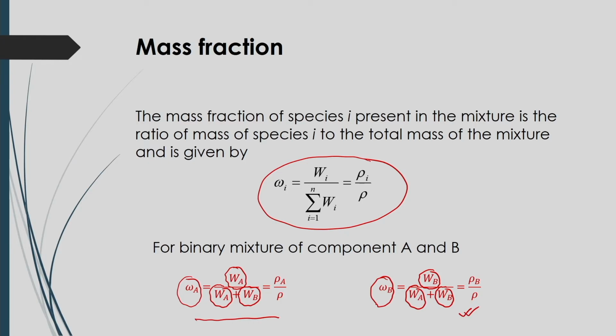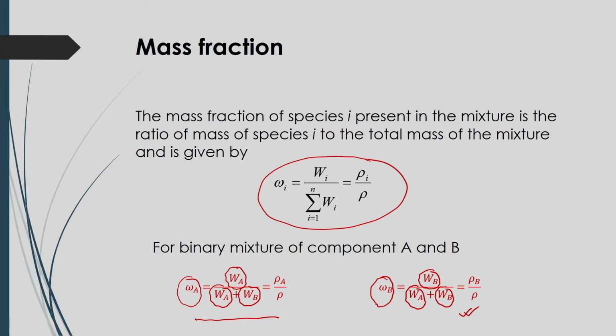Interestingly, the summation of the mass fractions of components A and B for this binary mixture will be equal to 1. Similarly, if there are n components in a mixture, you calculate the individual mass fractions as per this, and if you sum up all these mass fractions, it will become 1. So in this way you can calculate mass fraction.